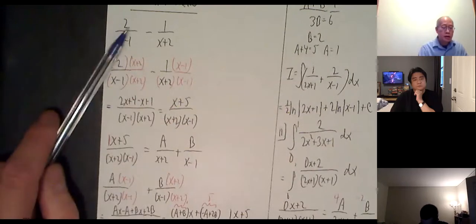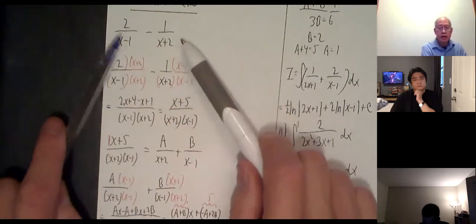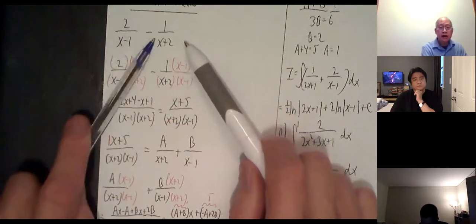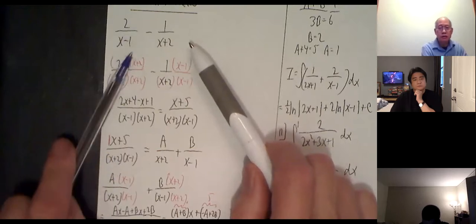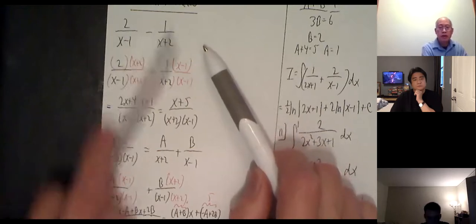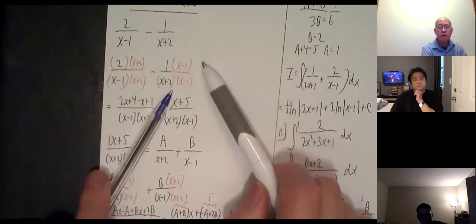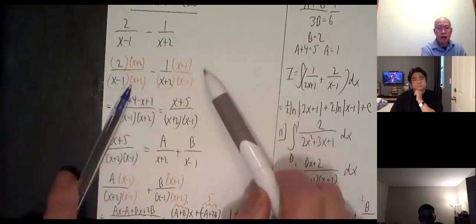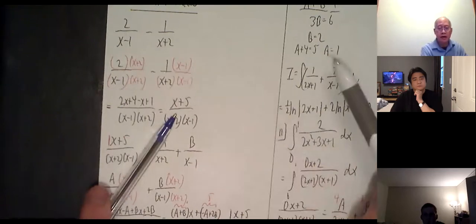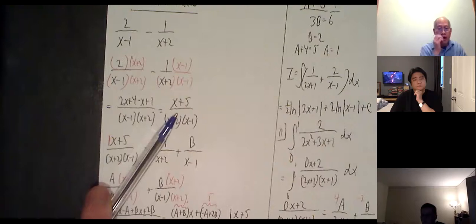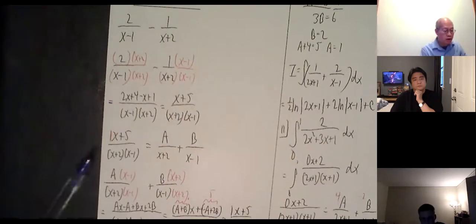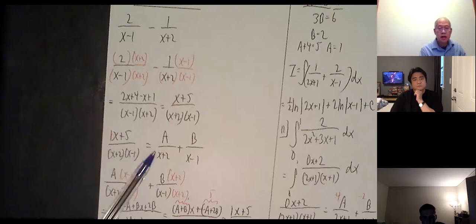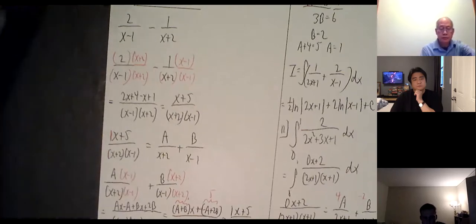Again, I'm guessing everybody's very good at this. How do you make that look like that? Get your common denominator, right? Multiply by x plus 2 over x plus 2. Multiply this by x minus 1 over x minus 1, right? And now that you have a common denominator, just combine all the top and you have this. But how do we go backwards? How do we start off with this and get back to here?